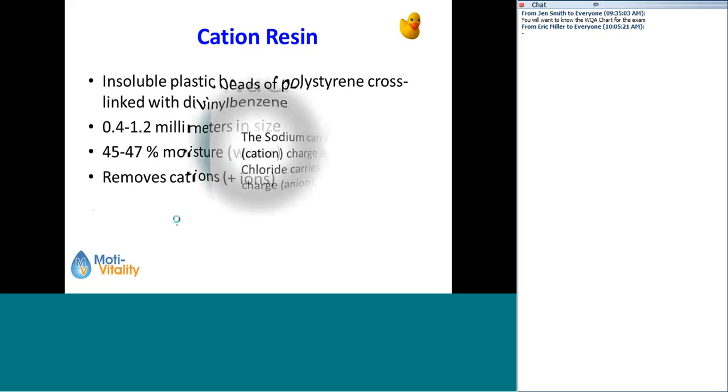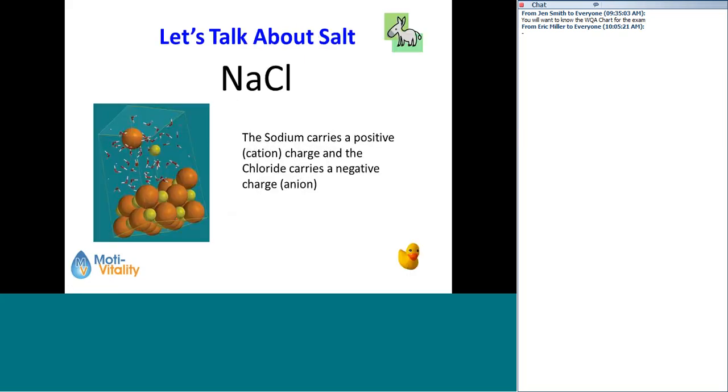All right, so let's talk a little bit about salt. Salt's a compound. Remember we talked about that in chemistry? Remember we talked about how sodium and chloride love each other because sodium has 1 electron in its outer orbit and the chloride has 7 electrons in its outer orbit. So they've reached that very stable inert status of having 8 electrons in their outer orbit.